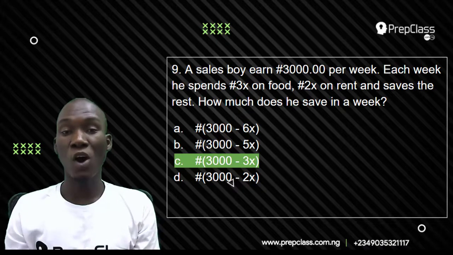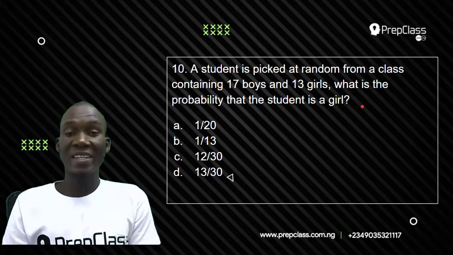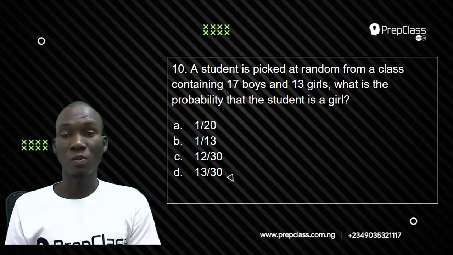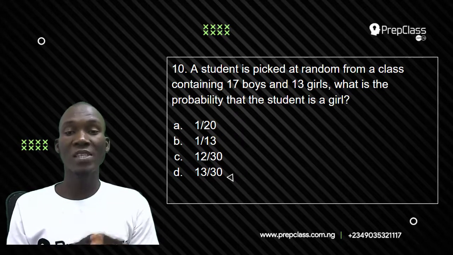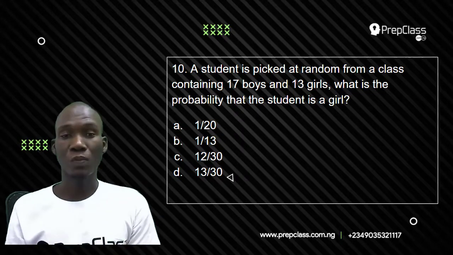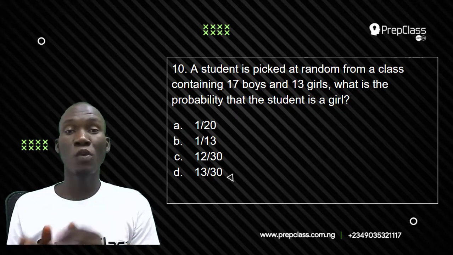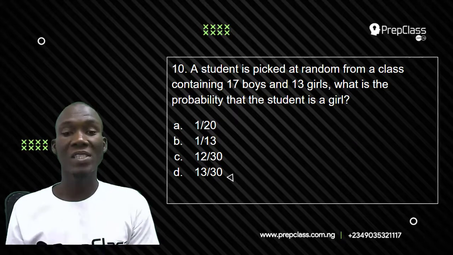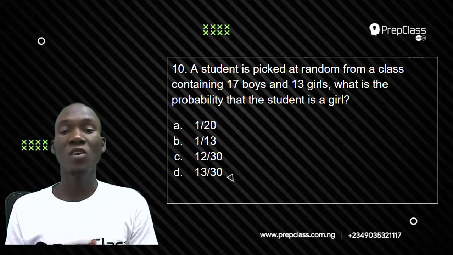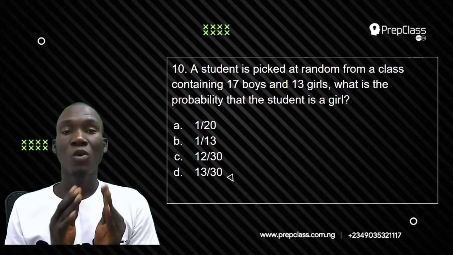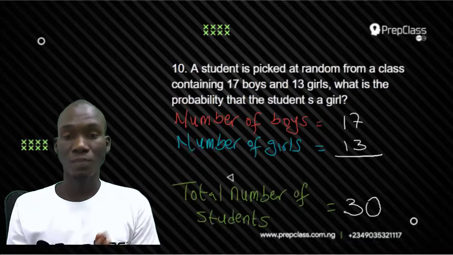So now we have to solve the next question, question number 10. A student is picked at random from a class containing 17 boys and 13 girls. What is the probability that the student is a girl? We have the options. A, 1 over 20. B, 1 over 13. C, 12 over 30. D, 13 over 30. So we need to find the probability of picking a girl in a class containing 17 boys and 13 girls. So let's solve this question.